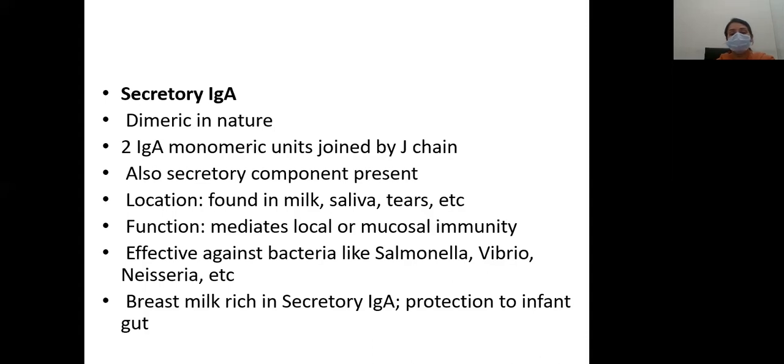Function: they mediate local or mucosal immunity, and they are effective against bacteria like Salmonella, Vibrio, Neisseria, etc. Breast milk is rich in secretory immunoglobulin A, and it provides protection to the infant gut. These are very small points, and you should remember the functions and these points of all the immunoglobulins. They can be asked in your MCQs.